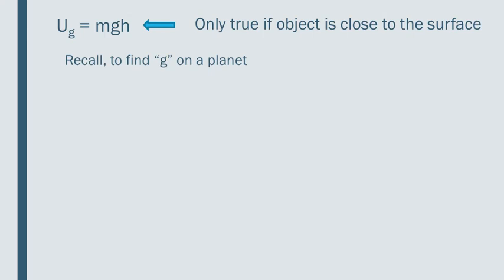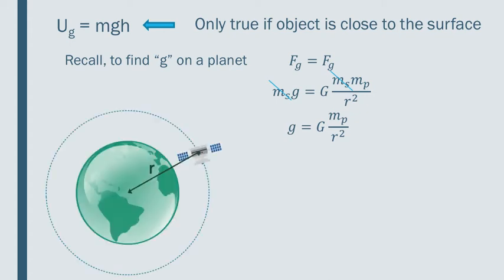So let's just recall how to find acceleration due to gravity on a planet. We set both of our equations, force of gravity equal to force of gravity. We recognize that the mass of our object cancels out, and we get acceleration due to gravity is equal to our gravitational constant times the mass of the planet divided by the distance between the two objects, the planet and the object, squared.